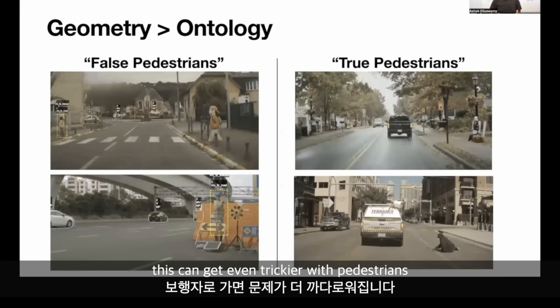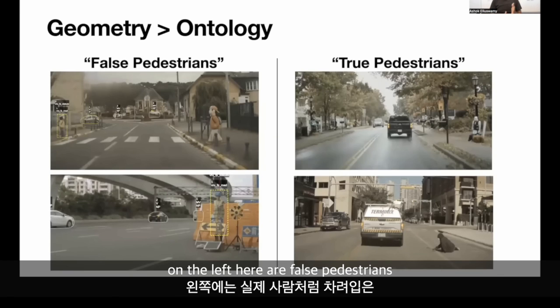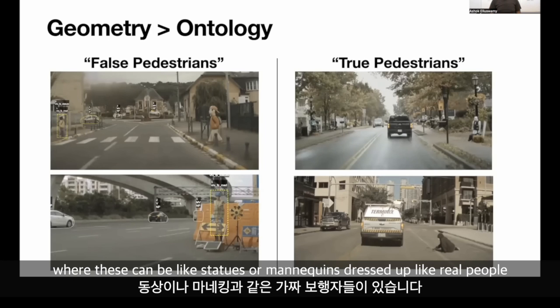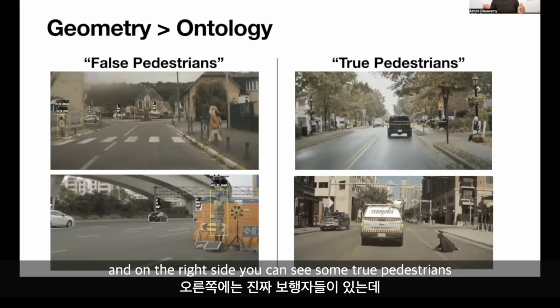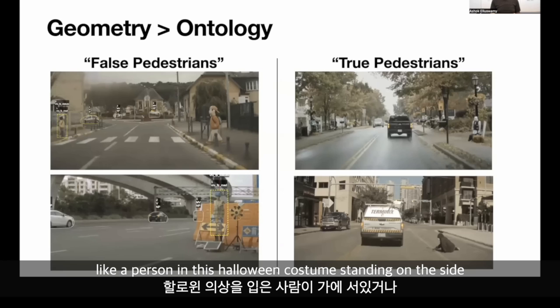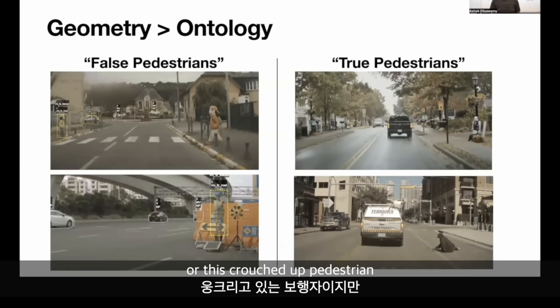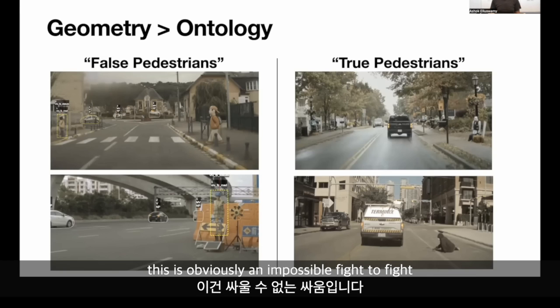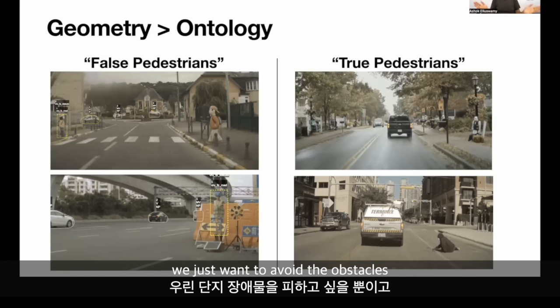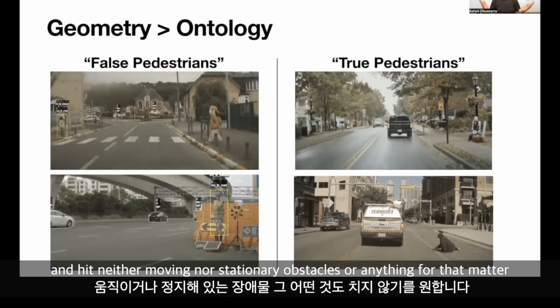This can get even trickier with pedestrians. On the left here are false pedestrians, which can be statues or mannequins dressed up like real people, but those are by definition false pedestrians. And on the right side, you can see some true pedestrians, like a person in this Halloween costume standing on the side, or this crouched pedestrian who could look like a pile of trash from far away because of their posture. This is obviously an impossible fight to fight, and we do not want to fight this fight. We just want to avoid the obstacles and hit neither moving nor stationary obstacles or anything for that matter.